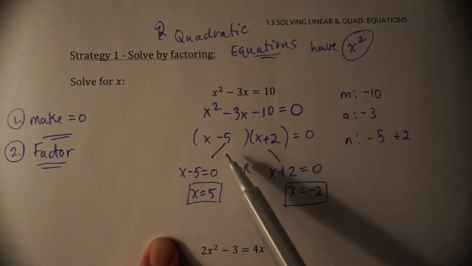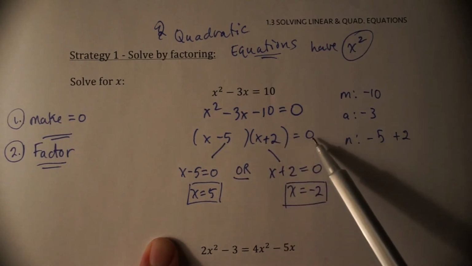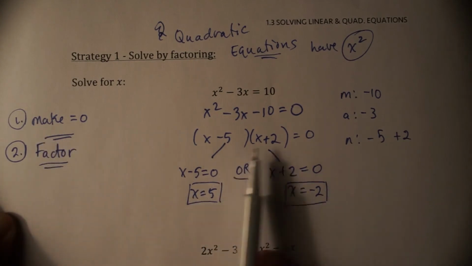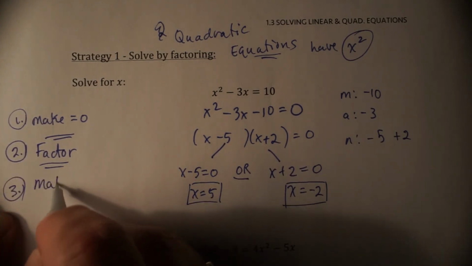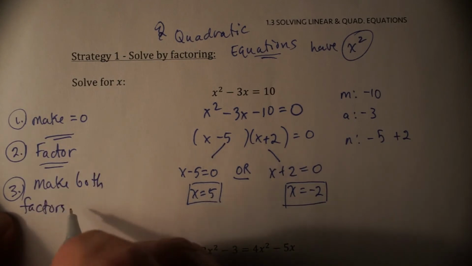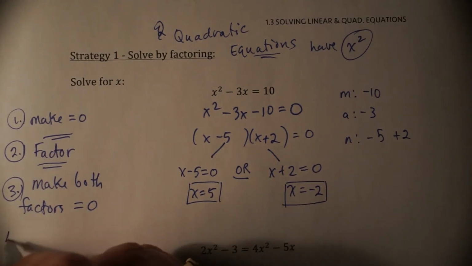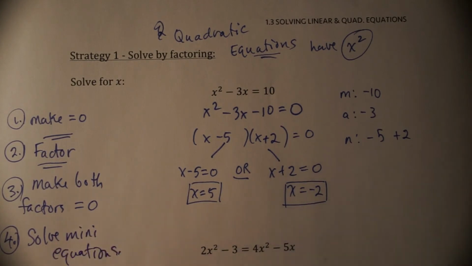But it all hinges on the fact that when you have it factored, those two terms are multiplied and the answer is 0. That's why the first step is make it 0. Second step is factor it, so you have two numbers multiplied together. Third step, make both factors equal 0, because we know one or the other of them has to be 0. And then solve. The mini equations, I call them. Okay, so that's called solving quadratic equations by factoring.